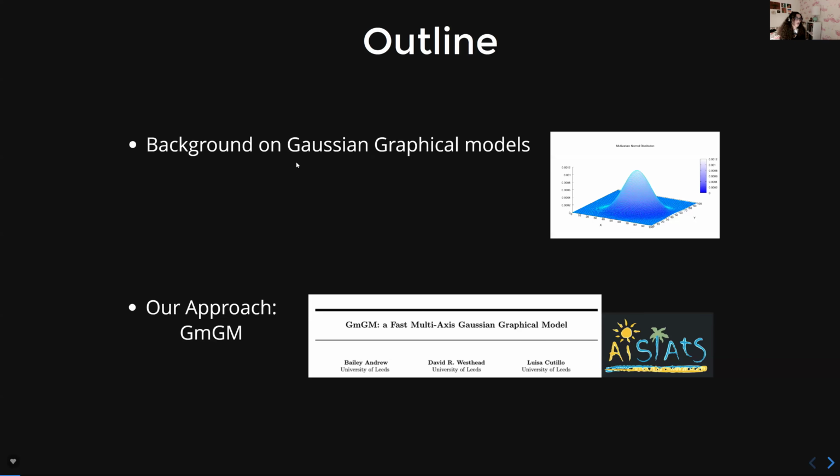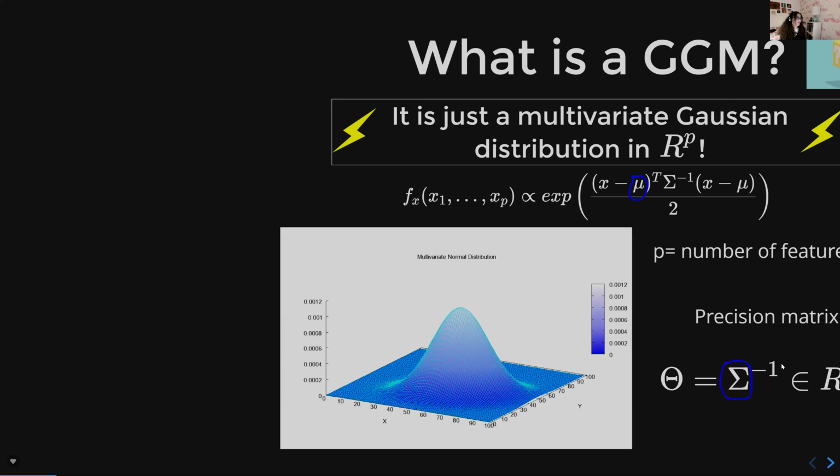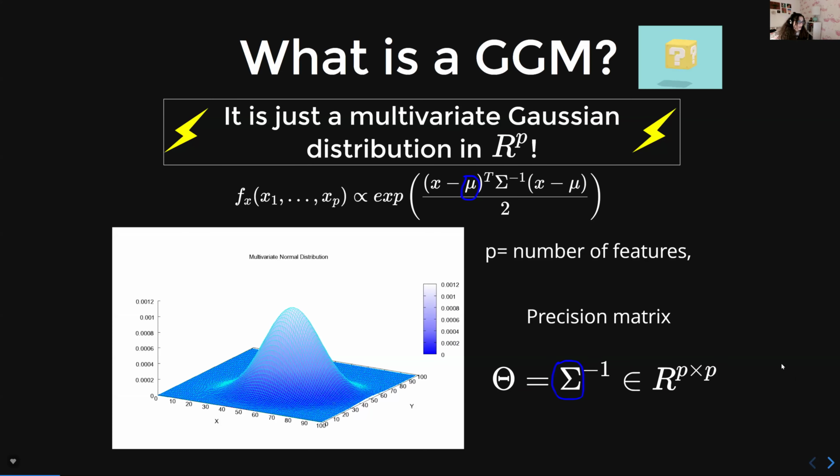I will give a little bit of a background on Gaussian graphical models, and then I will describe our approach that was recently published in iStats 2024. Okay, so background on Gaussian graphical models. What is a Gaussian graphical model?